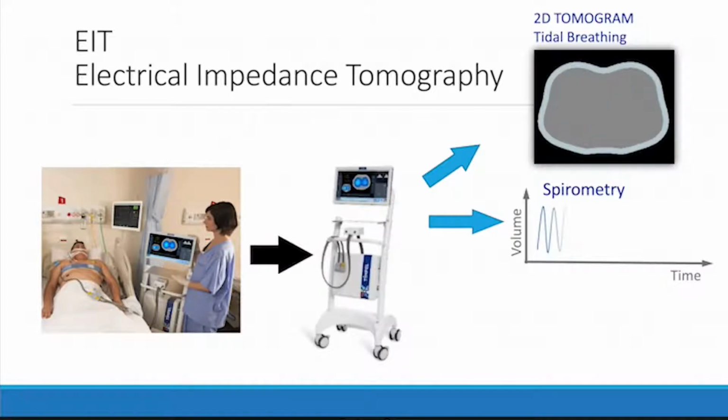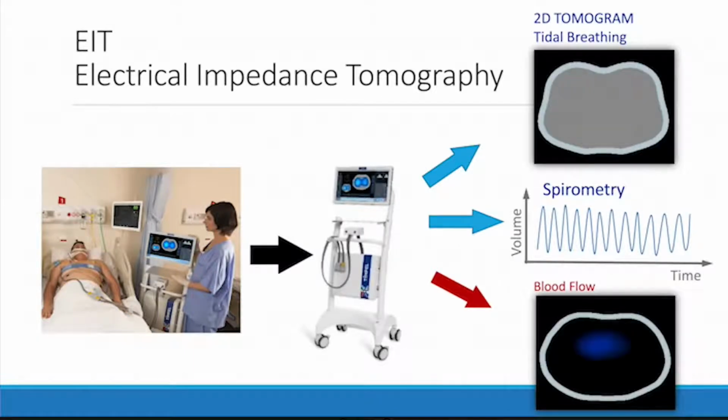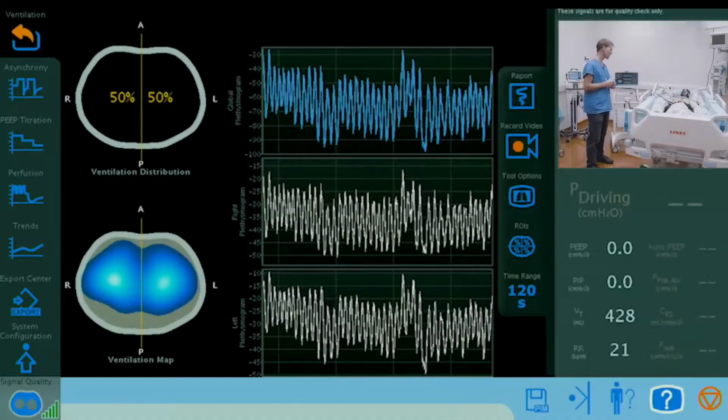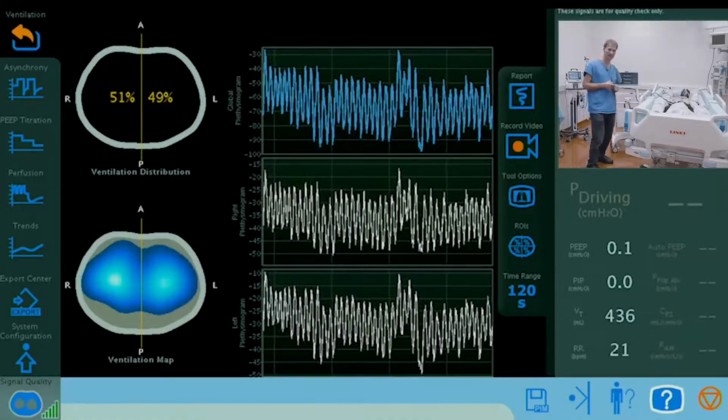This is volume over time. We will have it on the screen, so I'd like you to appreciate that there will be graphs of volume over time, volume increasing vertically, and we will have the left and right lung separately. Additionally, which we will not see today, EIT is capable of showing perfusion. So imagine we could measure ventilation and perfusion in real time. It'd be a dream.